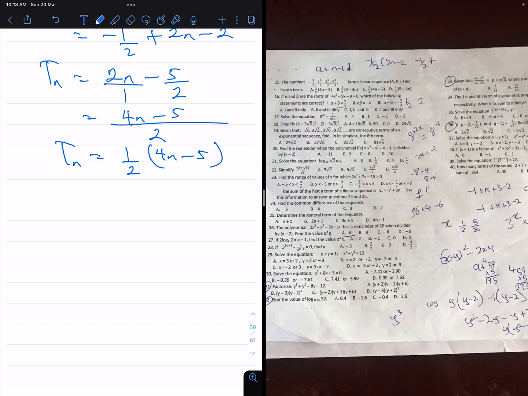Now look at that. That's C, number 15, right? Now to 16. If alpha and beta are the roots of 16, what's the equation? 4x squared minus 9x minus 9. I have to check. Honestly, I don't think it's from here.